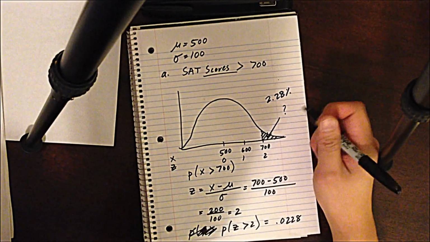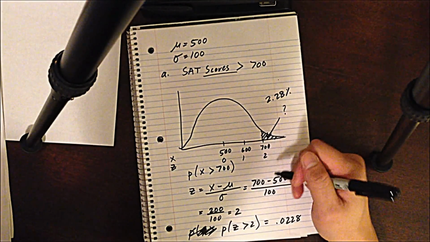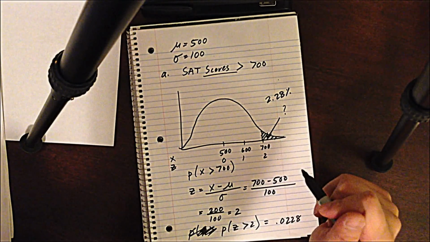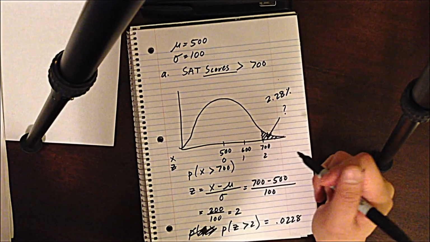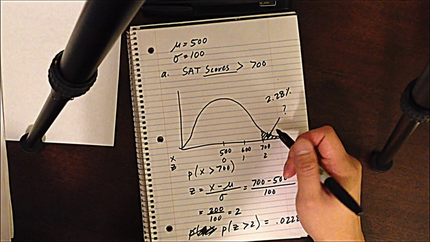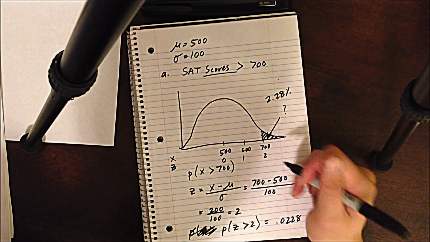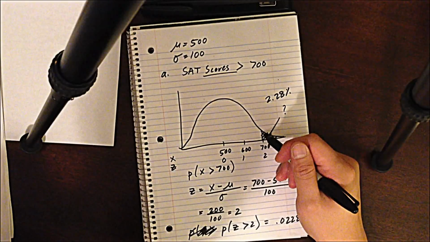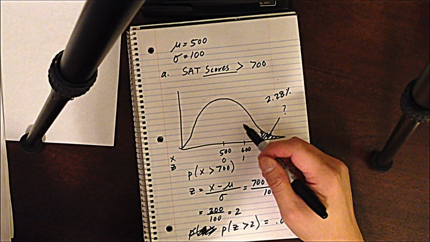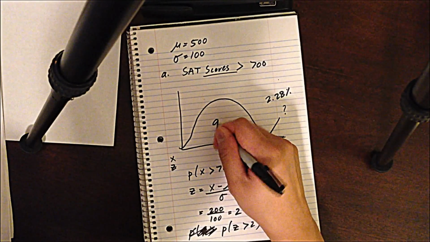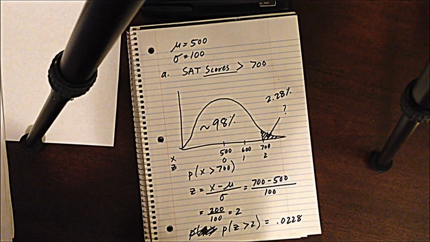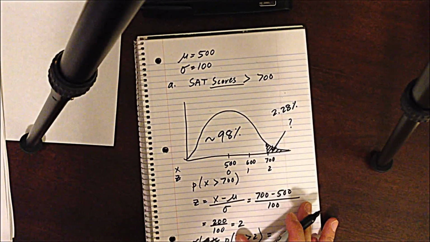Okay? So we know that this portion equals 2.28%. In other words, if you get a score of 700 or better on your SATs, you are in the 2 percentile of the population of people that took the SATs. That means you did better than roughly 98% of the people that took the SATs. Okay? That's all that means. So let's try another one.